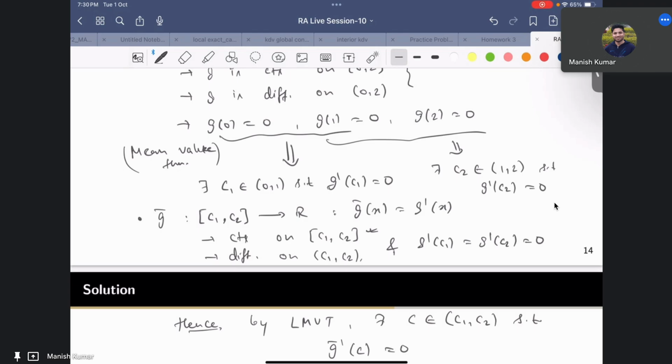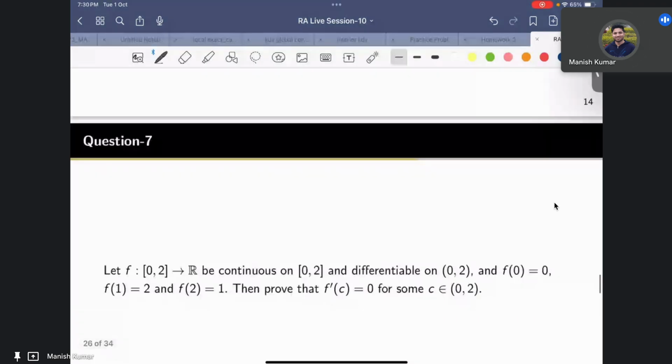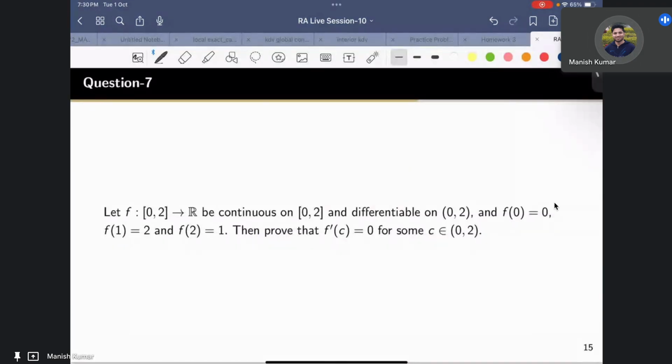Okay, so now let's move to the next problem. Again similar kind of stuff. Here you have been given that f from 0 to 2 is continuous on this closed interval, differentiable on 0 to 2, but here there is a small change: f at 0 is 0, f at 1 is 2, and f at 2 is 1. Then you have to prove that f prime at c is equal to 0.